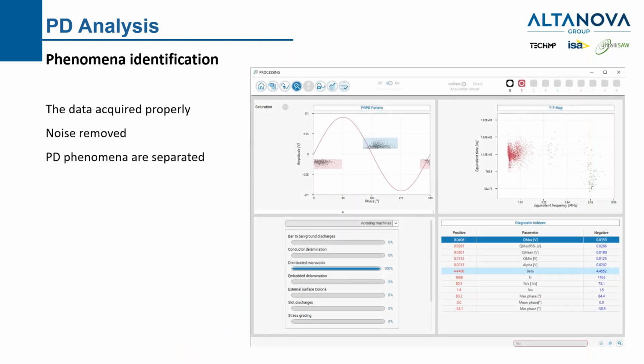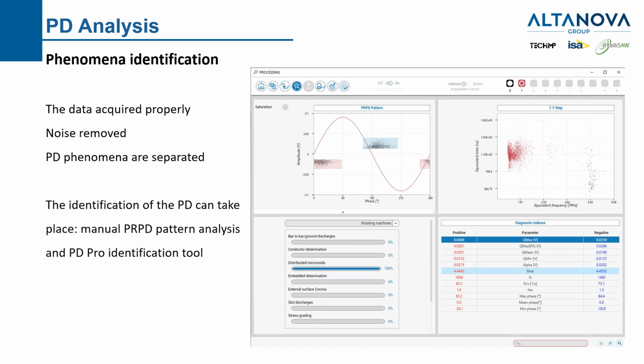Last point is the identification of the single phenomena. We were able to acquire the data properly. We have removed the noise. We have separated the sources. For example, in this picture, we are studying the red cluster signal only. We are marked on the red cluster, and we should be able to identify the phase-resolved PD pattern. This can be done obviously by a visual identification made by the operator. Our software also provides an identification tool that is delicate, not 100% perfect, but if we refine the data properly, it can give us a very good indication.